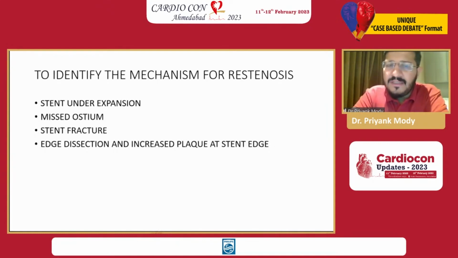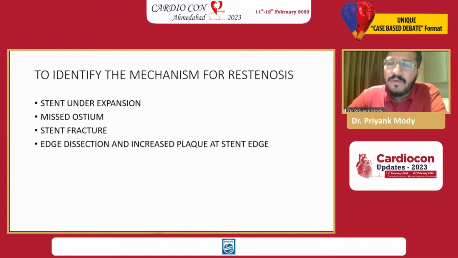Stent under expansion remains the most common reason for ISR around the world, and imaging as a modality is the gold standard to make sure that we have stented it right. A missed ostium can be identified if the LAD ostium was missed, and that is where the restenosis has happened. If there was a stent fracture, particularly during post dilatation of the previous procedure, it can be identified. If the ISR is happening on the distal part of the stent, then an edge dissection and increased plaque at the stent edge can be identified with IVUS, and that may help us identify the mechanism of restenosis.